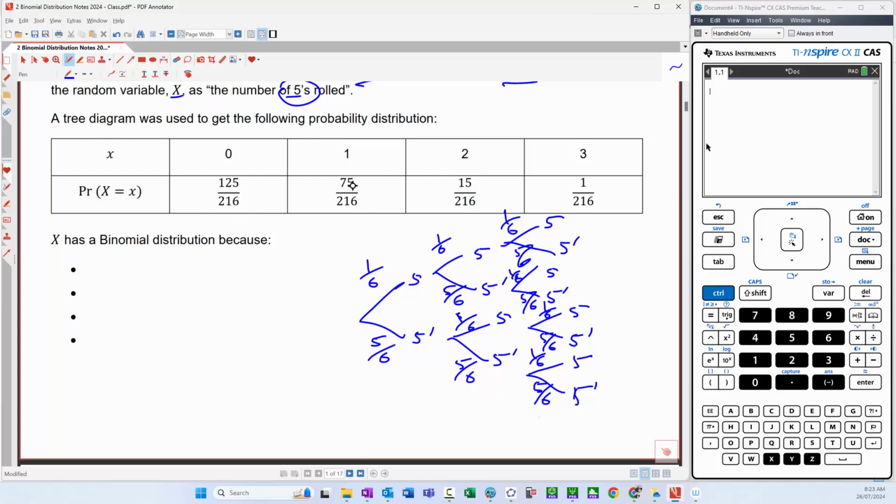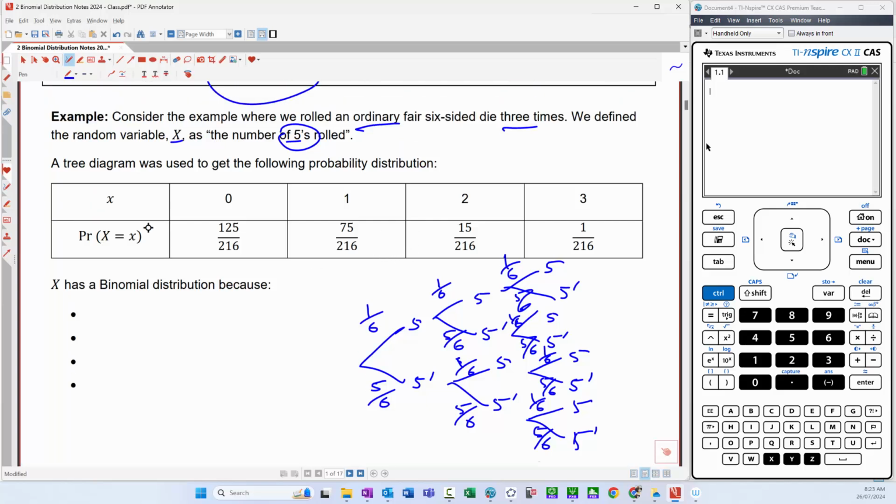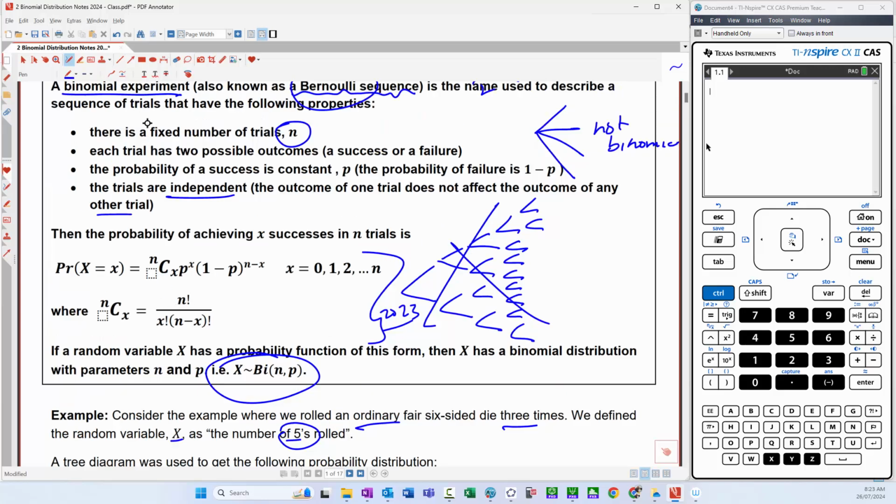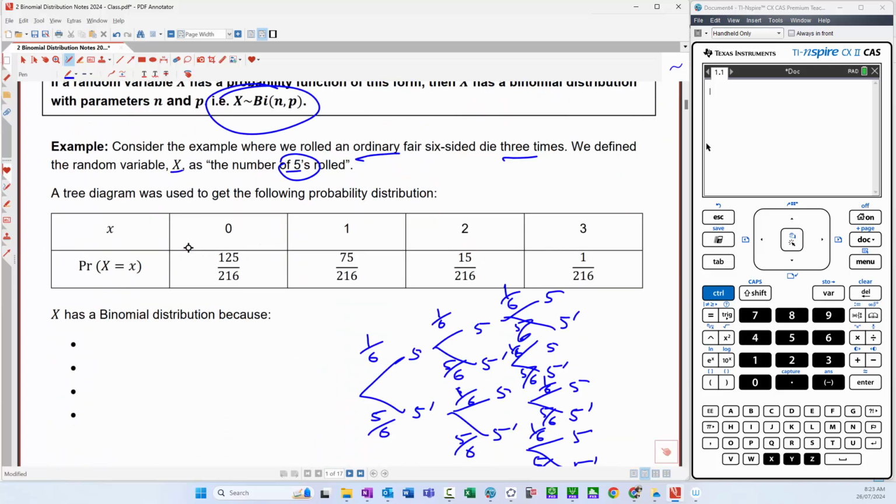Now these ones here would have been calculated using those formulas. And I might just do one of those in a sec just to show you. But let's put these dot points down. So X is a binomial experiment. Why? All right, well, let's look at the things that have to happen. There is a fixed number of trials.